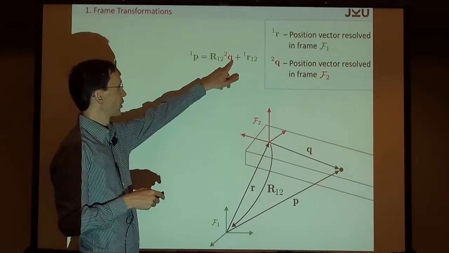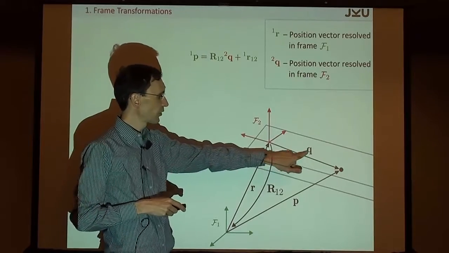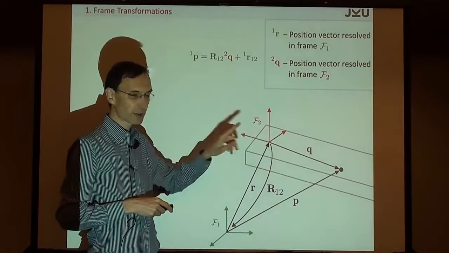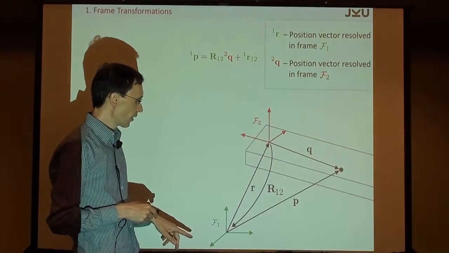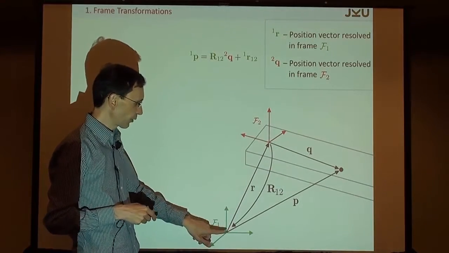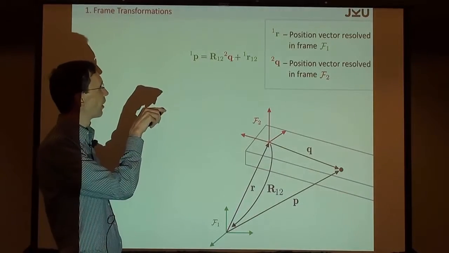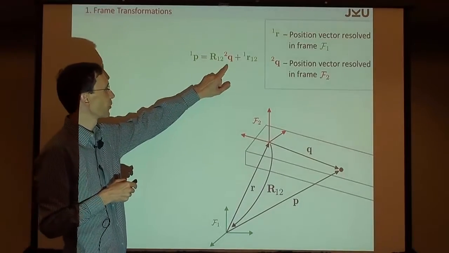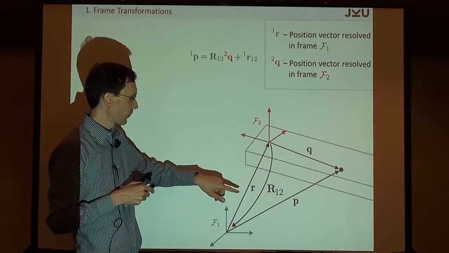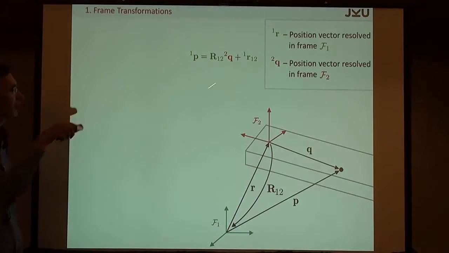Of course, you cannot just add them if they are expressed in different frames. I would like to express the vector Q in this body-fixed frame, because then it is constant. The vector R is expressed in the F1 frame, and P2 is also expressed in the 1 frame. I need the rotation matrix here. So R12 is a rotation matrix that transforms coordinates from frame 2 to frame 1 in this case. This is why we have this one.